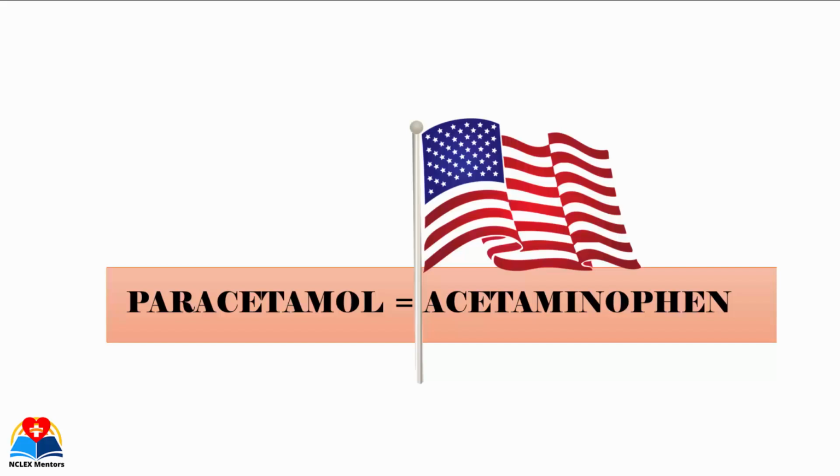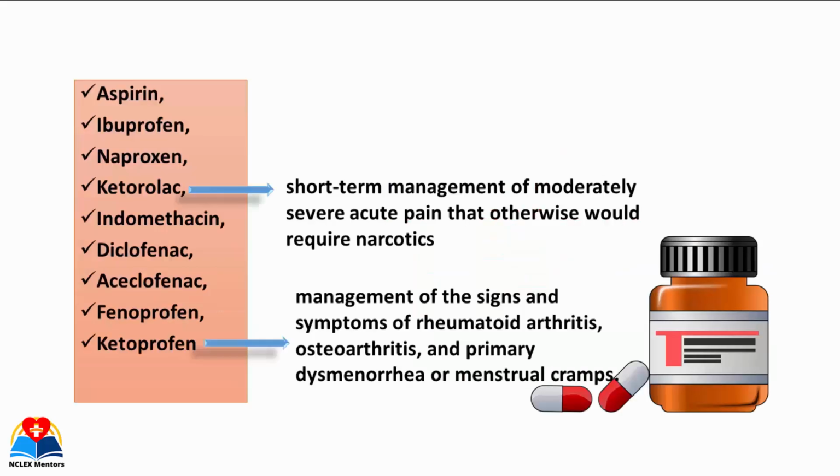Also, you see here two confusing NSAIDs, ketorolac and ketoprofen. Ketorolac is used for short-term management of moderately severe acute pain that otherwise would require narcotics. Ketoprofen is used for the management of the signs and symptoms of rheumatoid arthritis, osteoarthritis, and primary dysmenorrhea or menstrual cramps. So, what are NSAIDs used for? Remember this. They aid in pain and inflammation reduction.